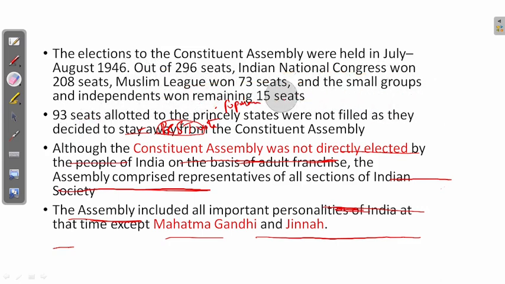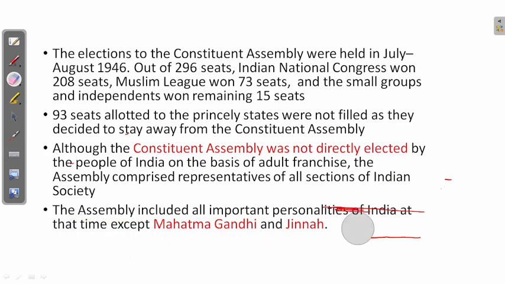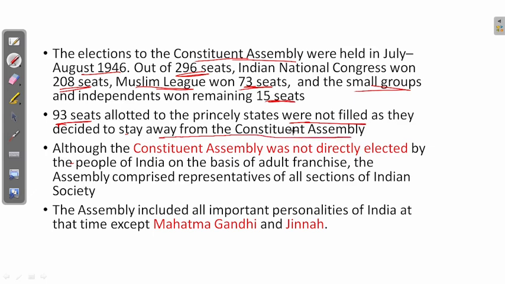See, the elections of the Constituent Assembly were held in July-August 1946. Out of 296 seats, the National Congress won 208 seats. The Muslim League won 73 seats, and the small groups and independents won the remaining 15 seats. And 93 seats were allotted to the princely states, but they were not filled as the princely states decided to stay away from the Constituent Assembly.